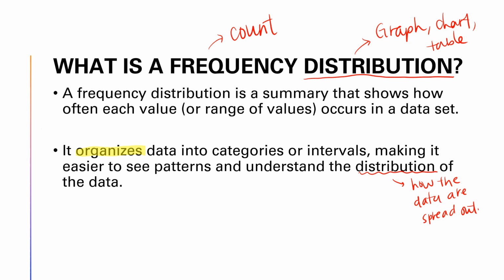And maybe that's why in some books you'll see them called frequency tables instead of frequency distributions. So maybe a better name for them is a frequency table. Frequency tables are going to organize our data. It's going to make it easier for us to see patterns and understand how the data are spread out.